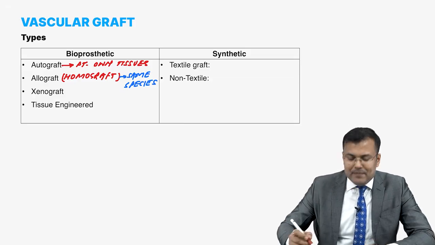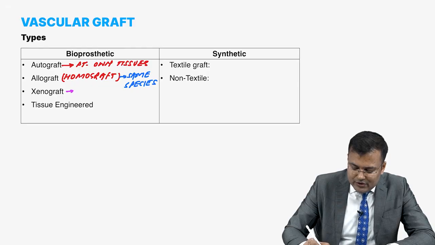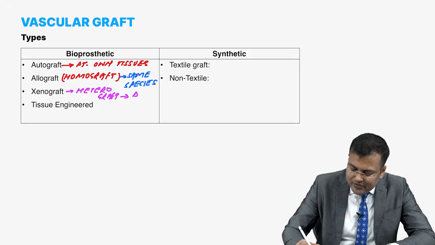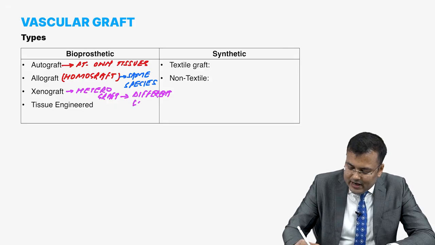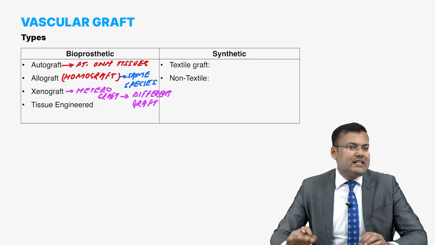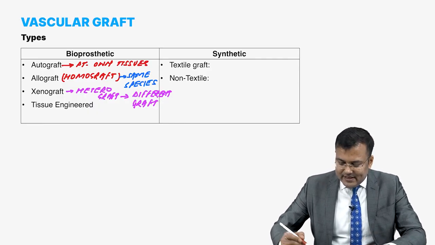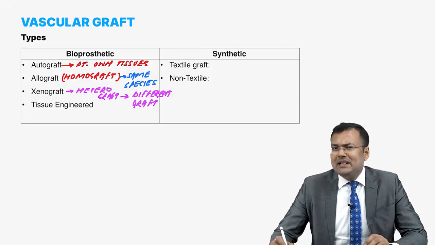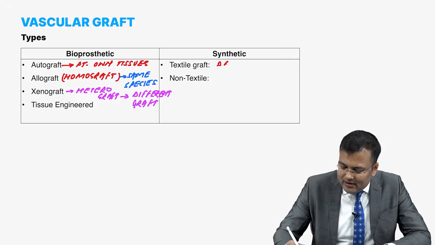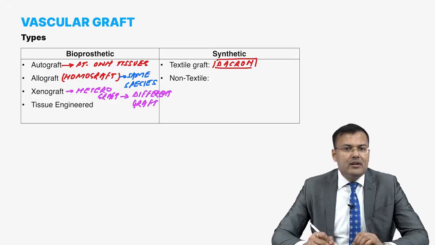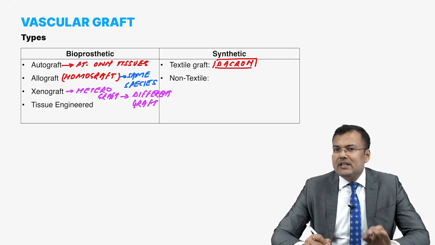Xenograft, what is the other name? Also known as heterograft. So xenograft, that is also known as heterograft, is taken from a different species. And whenever it is prepared in the laboratory, this is tissue engineered. So these are bioprosthetic. After that, synthetic. First is textile graft. Can you give me the example? Yes, Dacron. And you know that Dacron is the most commonly used synthetic graft.